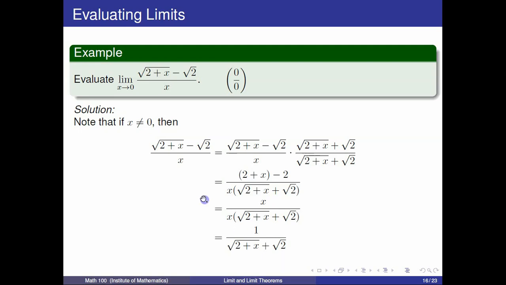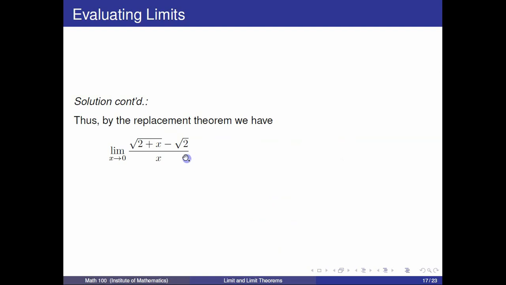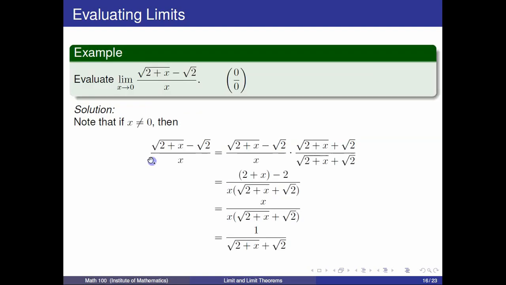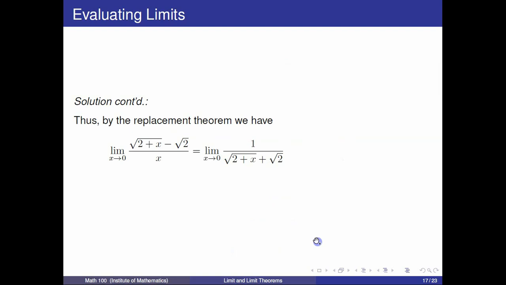Okay? And then, by replacement theorem, yung limit nito equal lang sa limit ito. So we have the following. At dito, substitute na lang natin si 0 kay x. You have 1 over square root of 2 plus 0 plus square root of 2. And if you simplify, that is 1 over 2 square root of 2.